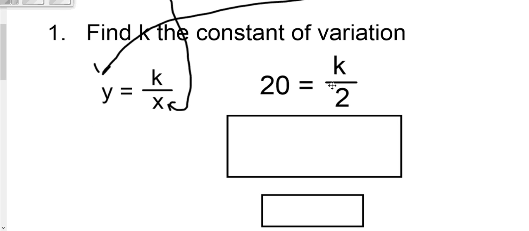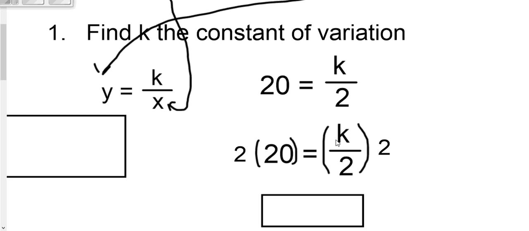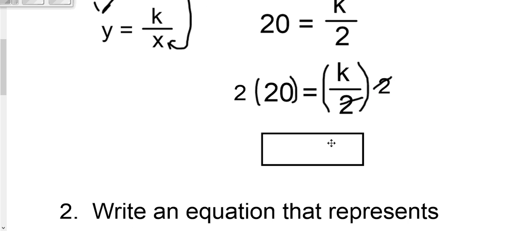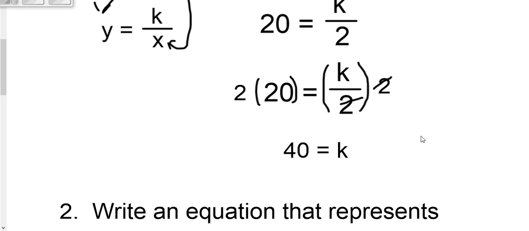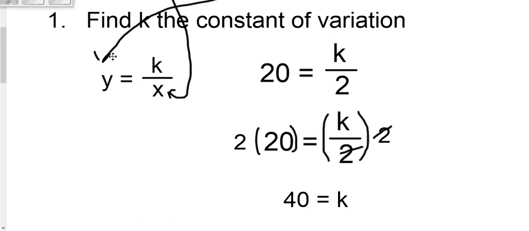So one way to solve this, since k is divided by 2, to get rid of that division, we multiply both sides by 2, something like this. So over here, the multiplication cancels out the division, and we get just k. And on the other side, we have 2 times 20, so k equals 40. Simple enough, just substituting it in, realizing that inverse variation is of this nature here, y equals k divided by x.